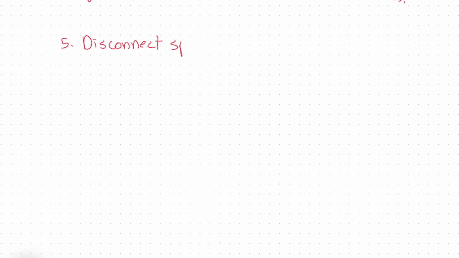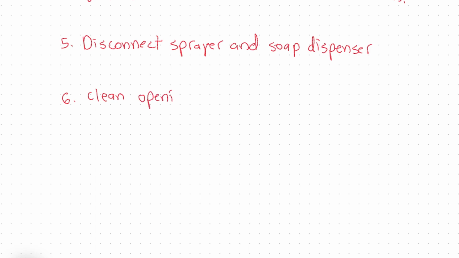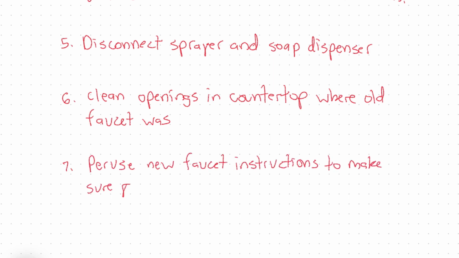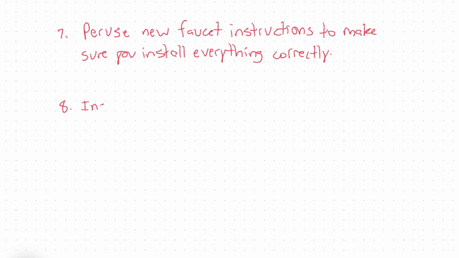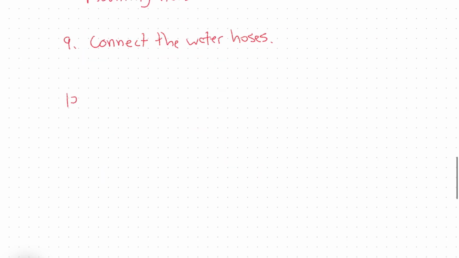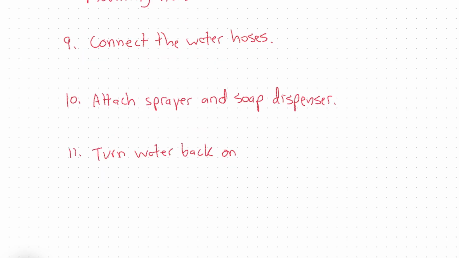Disconnecting the sprayer line if there is one, as well as the soap dispenser, and wiping off the openings in the countertop where the faucet was if there's any crud on there. Taking the time to peruse the new faucet's instructions to make sure that you have all the bits and pieces where they need to go. Installing the new faucet with the water lines through the holes in the countertop, tightening the nuts on the bolts of the faucet, and connecting the new hoses. Attaching the new sprayer line and the new soap dispenser, then turning the water back on and testing for leaks.